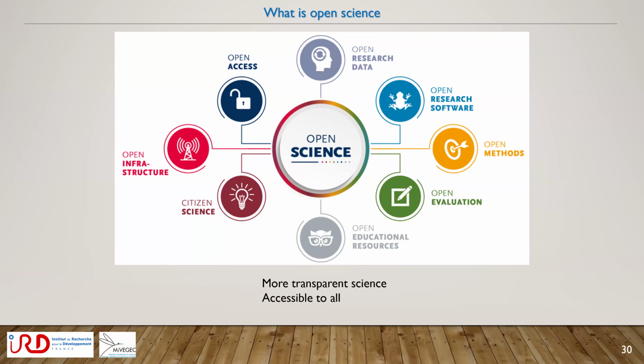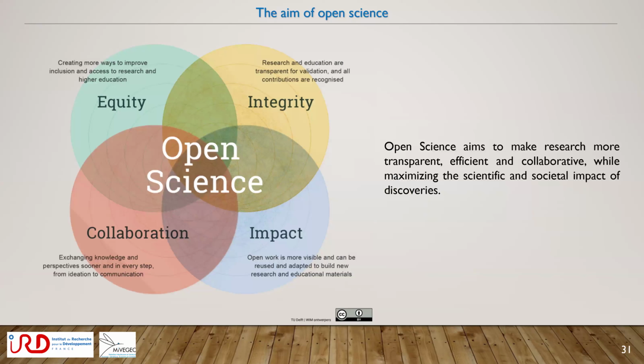Why make open science? I found this slide, I like it. It is focusing on these 4 main points: equity, integrity, which is really important, having a higher impact, and trying to have collaboration, so exchanging knowledge. So we should maximize the scientific and societal impact of discoveries. This is the idea behind it.